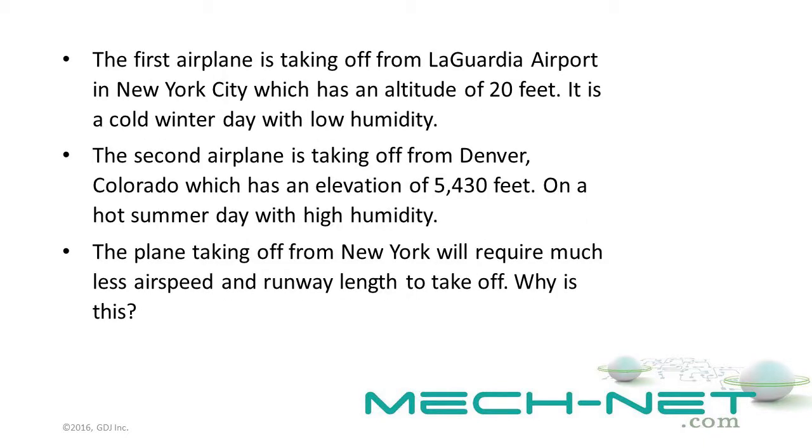The first airplane is taking off from LaGuardia Airport in New York City, which has an altitude of 20 feet. It is a cold winter day with low humidity. The second airplane is taking off from Denver, Colorado, which has an elevation of 5,430 feet on a hot summer day with high humidity. The plane taking off from New York will require much less airspeed and runway length to take off. Why is this?